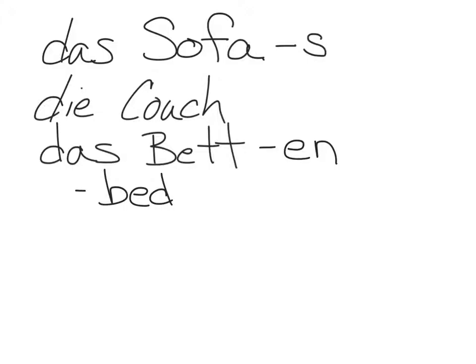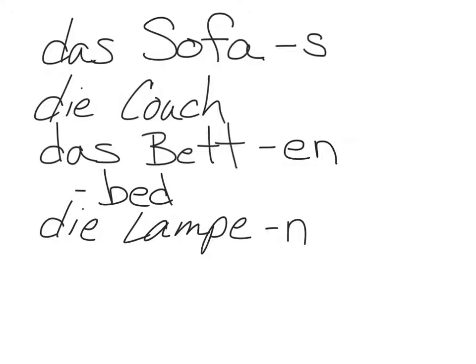Alright, so we've done most of the furniture. Now we get into smaller objects, I guess. Alright, how do you make that one plural? Add an N. Everybody try that one. Die Lampe. What's that mean? Sehr schön.